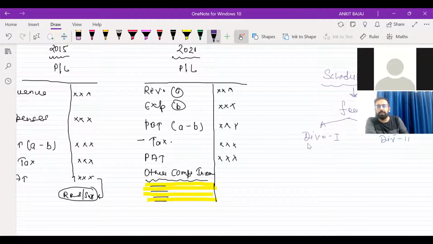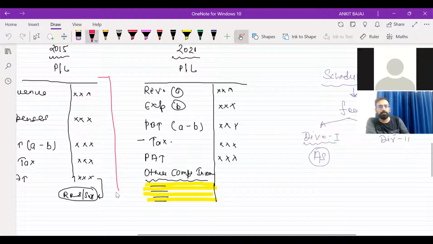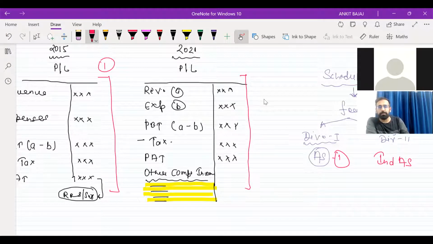Now, Division 1 is applicable for those companies who are following accounting standards. This format is given in Division 1, format number 1. For companies who have to follow Ind AS, this new format is applicable.